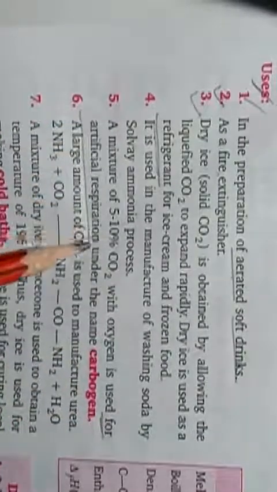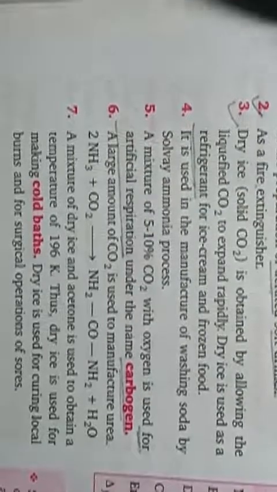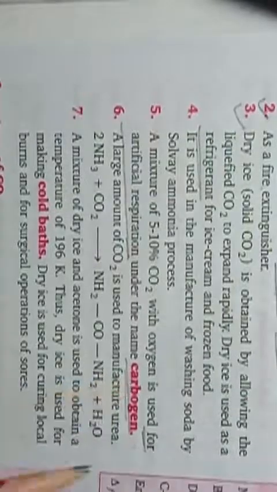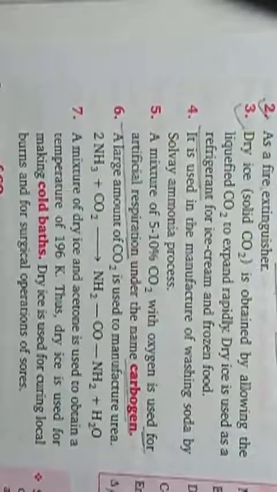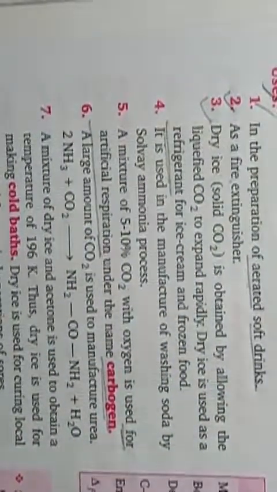Then a mixture of 5 to 10% CO2 with oxygen is used for artificial respiration under the name of carbogen. This carbogen, a mixture of carbon dioxide and oxygen, is used for artificial respiration. Okay, students, so you can learn around 4 common uses of CO2 from here. The next compound is silicon carbide.